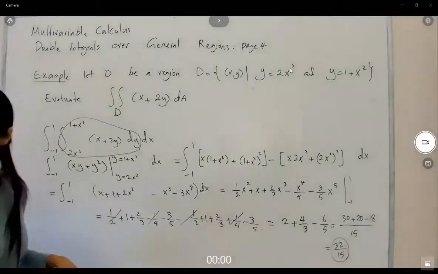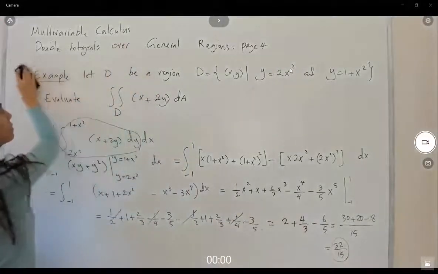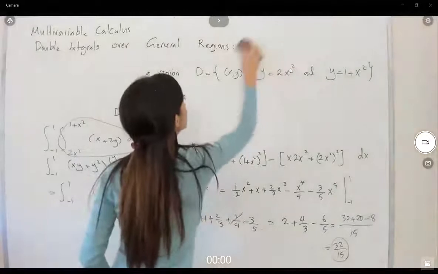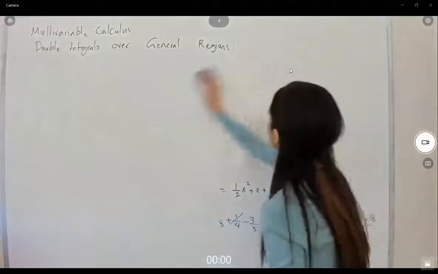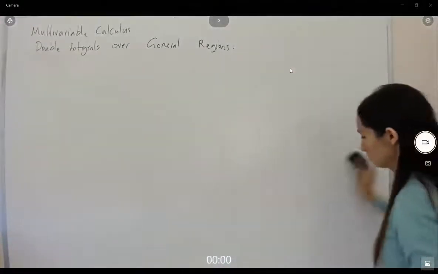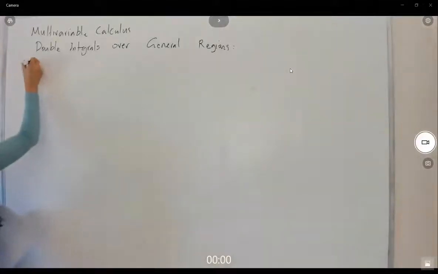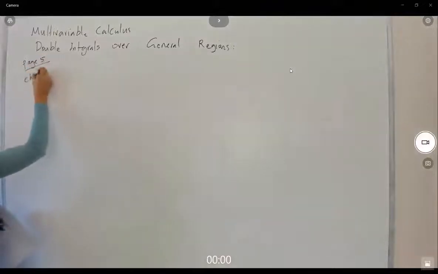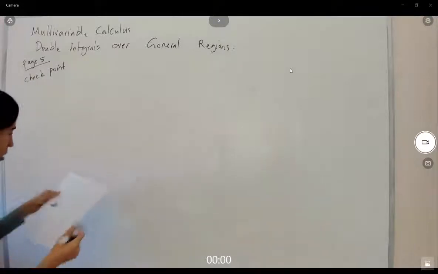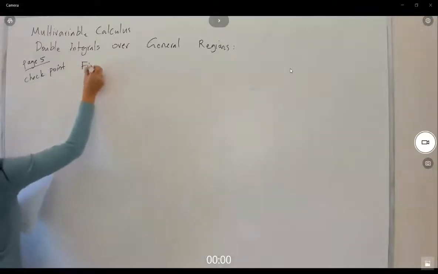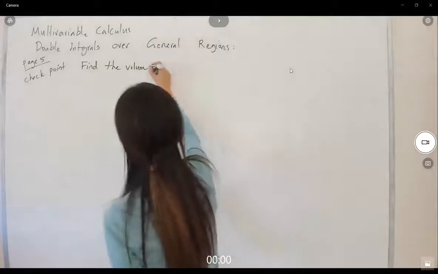Move on to page 5 to do the checkpoint for you. So on page 5, we have our checkpoint. This checkpoint says, find the volume of the solid.